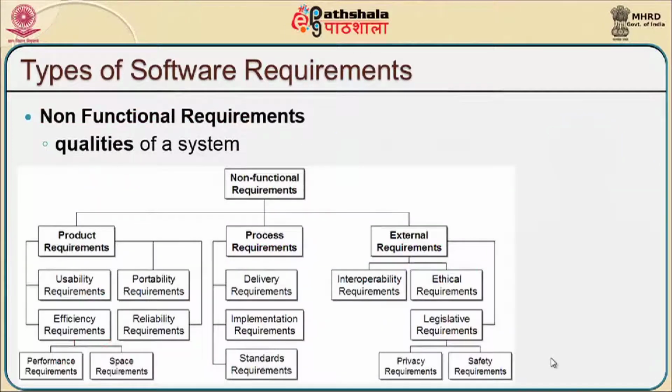Talking about the second type of software requirements, which is non-functional requirements, which has to do a lot with the quality of the system. Non-functional requirements are basically of three categories: product requirements, process requirements, and external requirements. If you are very specific about the product requirements, I will be looking at usability, efficiency, portability, reliability, performance, and space. Efficiency has to do a lot with the performance and the space constraints.